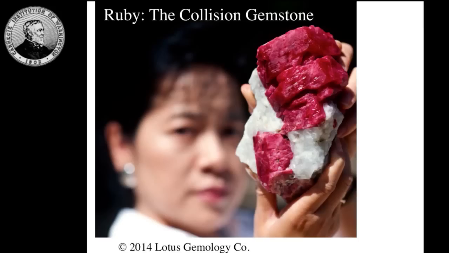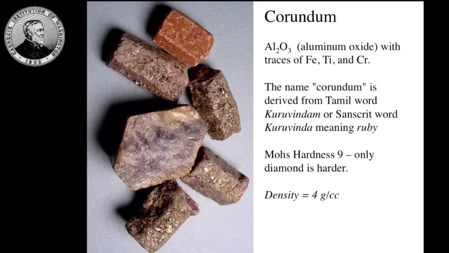Let's take it first. It's beautiful, has been a beautiful rock for thousands of years. People have been looking for it. And it's basically just high-class corundum. Corundum is just aluminum oxide. It's got all kinds of other elements in it. Trivalent ions can easily substitute for aluminum. You'll have iron, titanium, chromium.